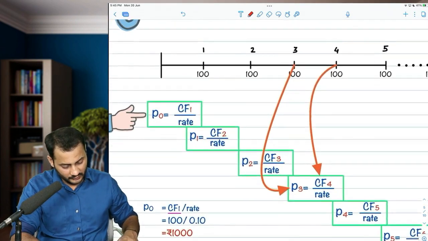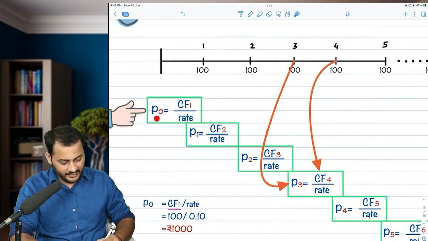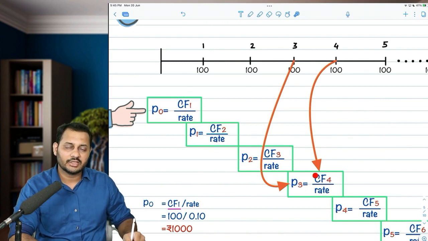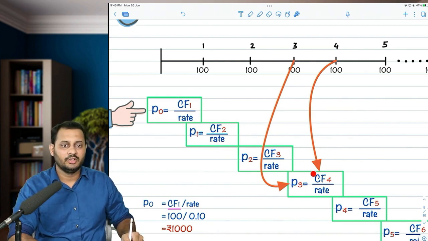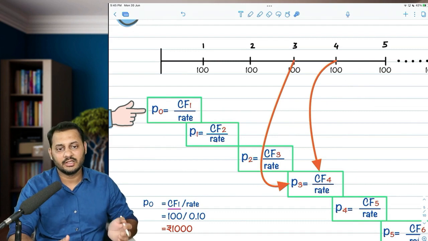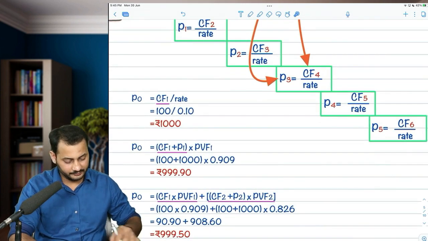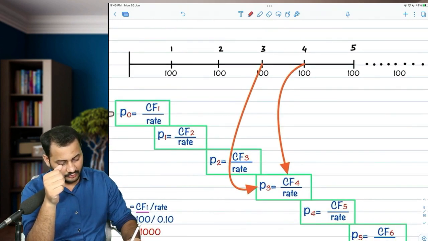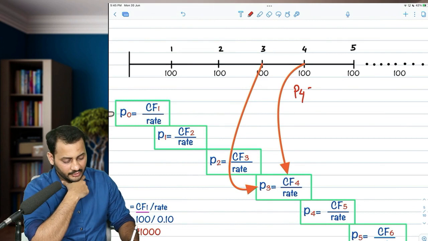This is how the formula is. P0 is calculated by using the cash flow for year 1. P1 uses the cash flow for year 2. If you want to calculate P3, you will have to use the cash flow for year 4. So at any point of time, a cash flow will give you the perpetuity value of 1 year backwards, that is, the previous year. Also understand that if I want to calculate P4, it will be CF5, this amount, divided by the rate.